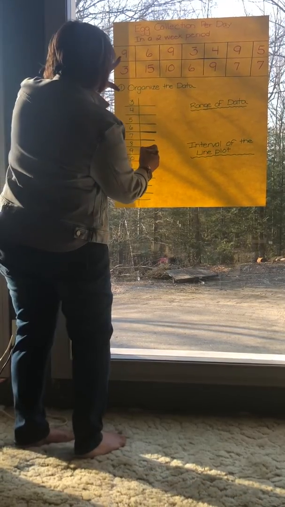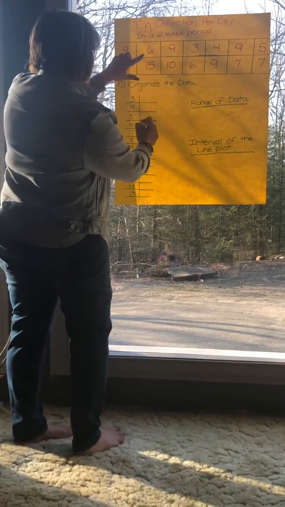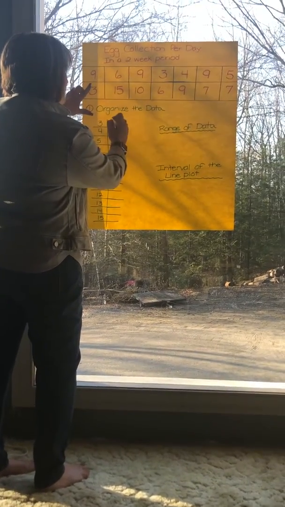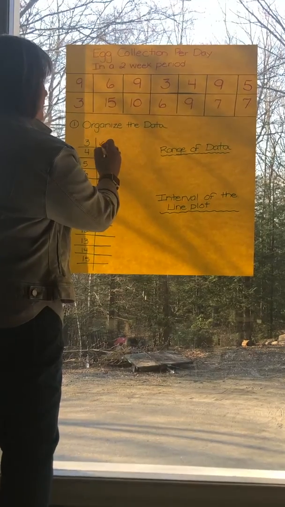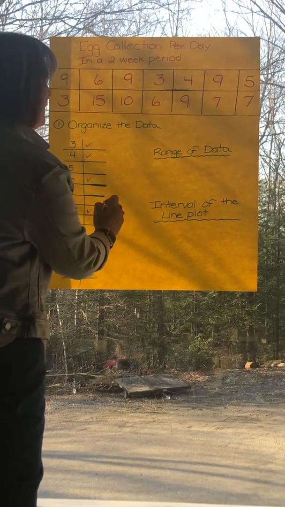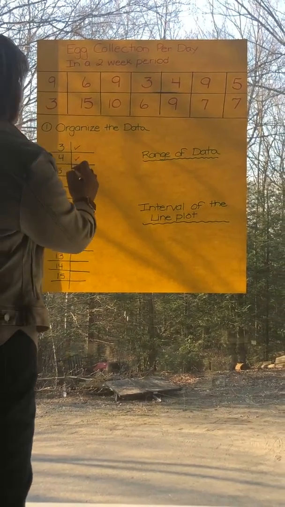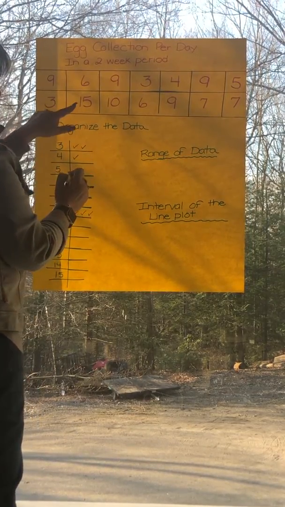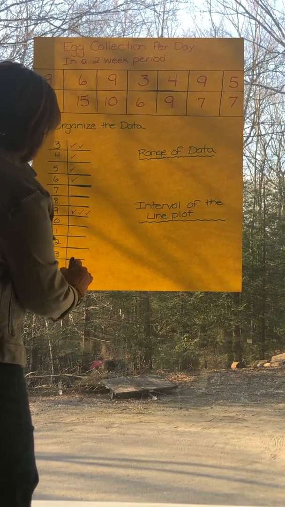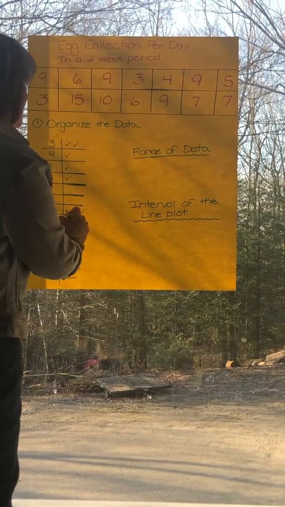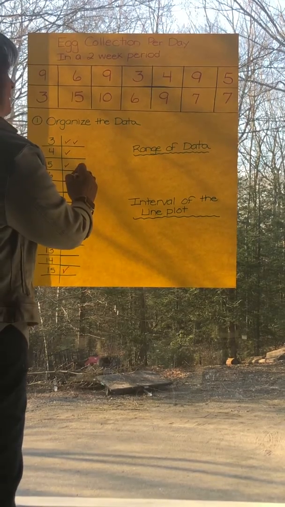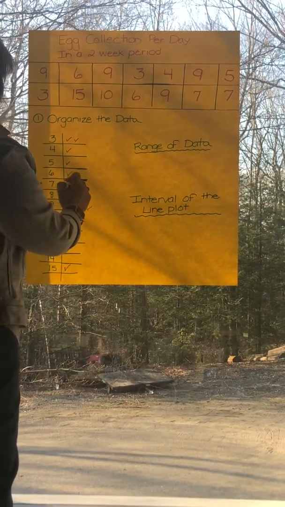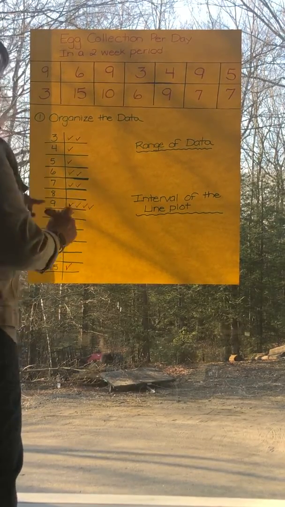And now I'm just gonna go. There's 1 for 9, 1 for 6, another 1 for 9, 1 for 3, 1 for 4, another 1 for 9, 1 for 5, another 1 for 3. Wow, that was a big day. We're gonna go all the way down to 15, and then 10, and then they're back to laying 6, another 1 for 9, and then 2 for 7.